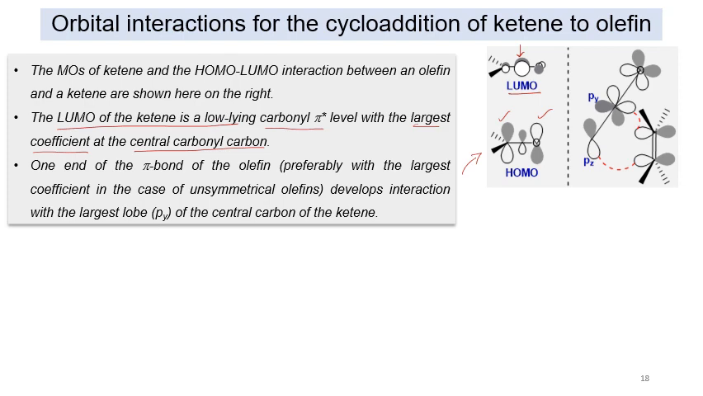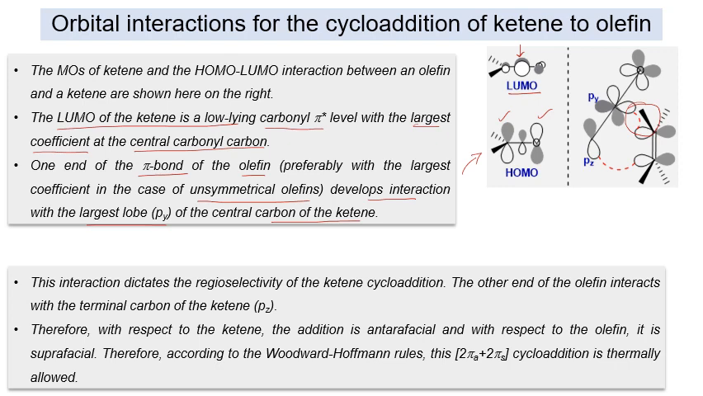One end of the pi bond of the olefin, preferably the one having the largest coefficient, that means the electron rich end in the case of unsymmetrical olefins, starts to interact with the largest lobe of the central carbon of the ketene. What are we talking about? We are talking about this particular interaction. This interaction will dictate the regioselectivity of the ketene cycloaddition. At the same time, the other end of the olefin interacts with the terminal carbon of the ketene.